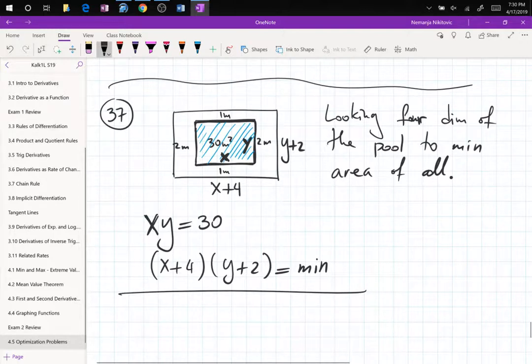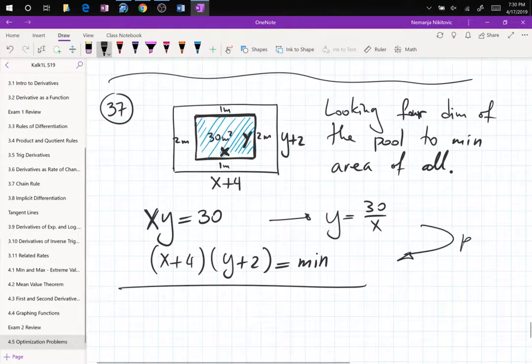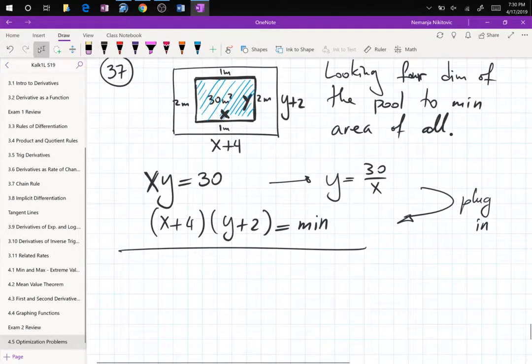Guys, you have your equations. Solve for x or y. You see that it's symmetric, it doesn't matter. Plug in the bottom equation, hit it with the derivative. Well, multiply it out first. Hit it with the derivative, and see what we get. So y equals 30 over x. Plug in. I love these problems. They're so cool.